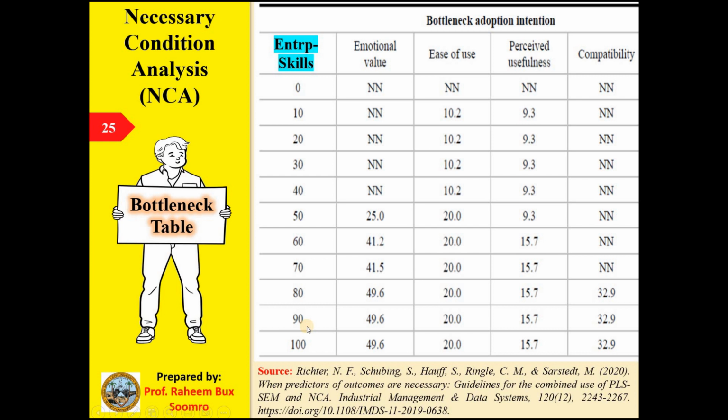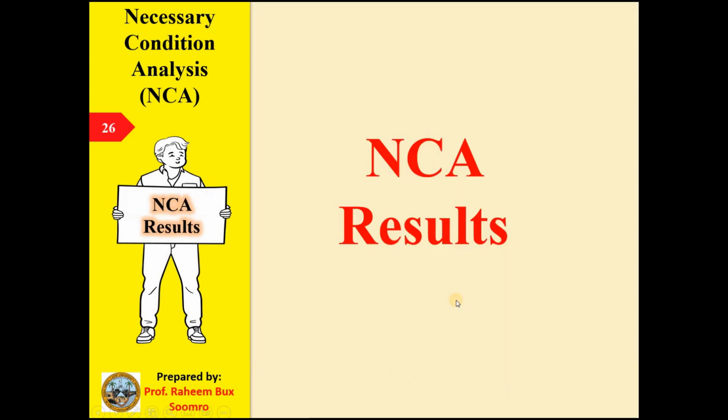So now if you want to increase from 80 to 100, you will find that the values of the remaining three, the ease of use, perceived usefulness, and compatibility, are all the same. Now NCA results.